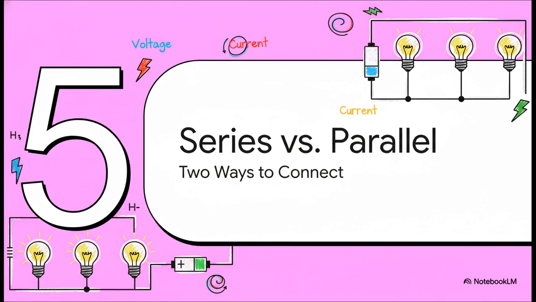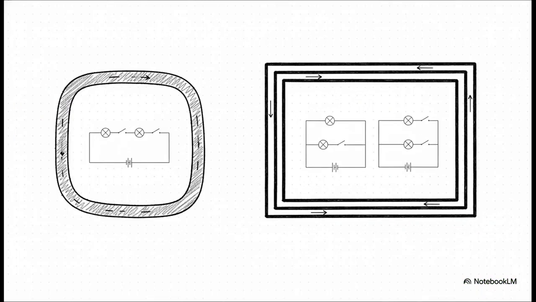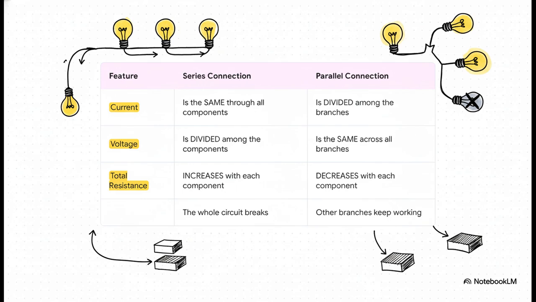Now for the final piece of the puzzle, let's look at the two basic ways we can wire everything together in a circuit. So on the left, you've got a series circuit. The easiest way to think of this is like a single-lane country road. The current has only one path it can take, so it has to go through every single component one after the other. But on the right, we have a parallel circuit. This is more like a big highway with multiple lanes. The current gets to a split in the road and divides up, with some of it going down each separate path. And this table really shows just how different these two setups are.